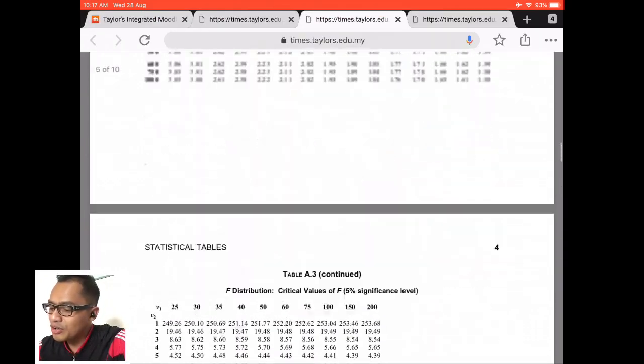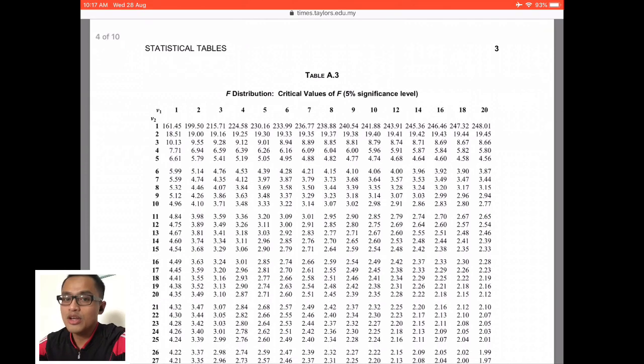Congratulations. For the sake of simplification, in our case we are going to take a look at 5%. Now, here on the left, take a look. V1 and V2 are on the table. V1 stands for the degree of freedom of level. V2 is the degree of freedom of error. So our degree of freedom of level is 4. Degree of freedom of error is 20. So do the correlation there. 4 and 20 down there is 2.87. Can you see? V1 4, V2 20, 2.87. So that's how you get 2.87.